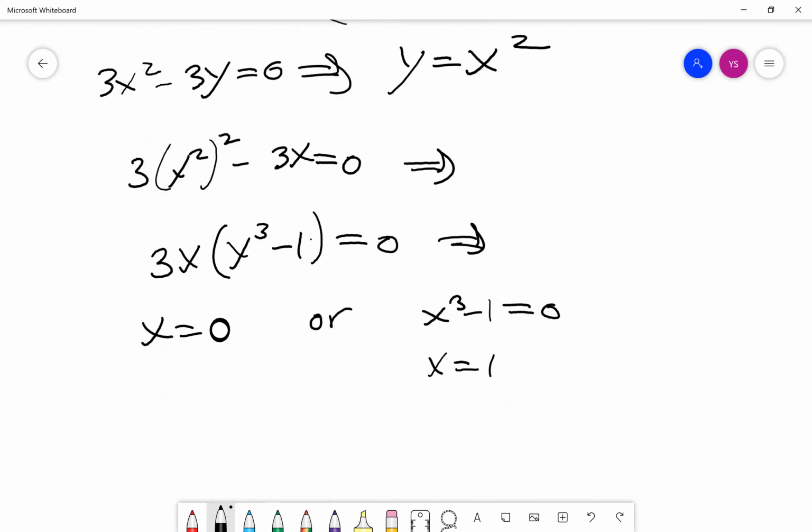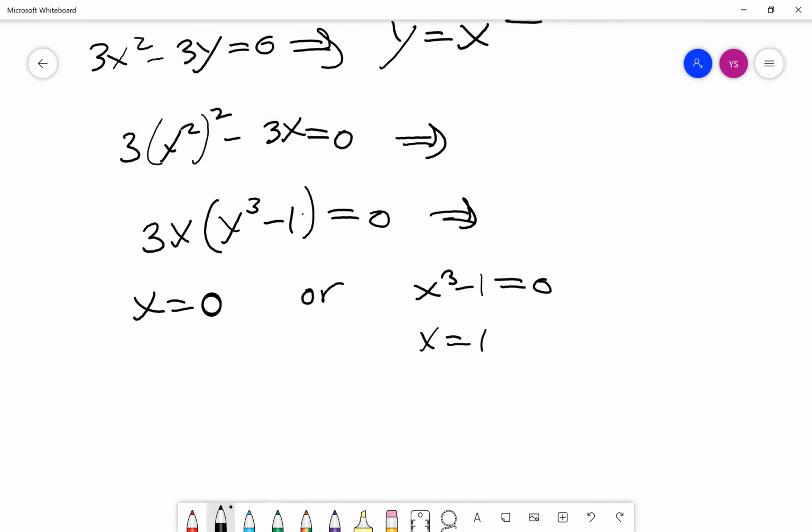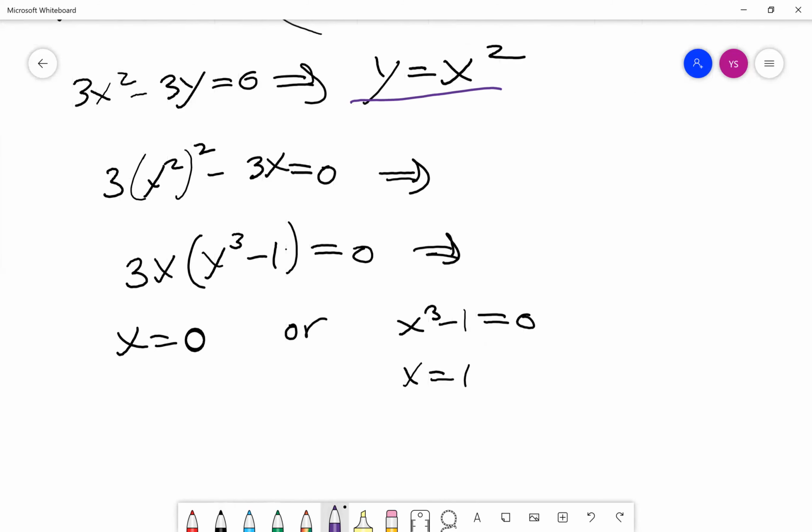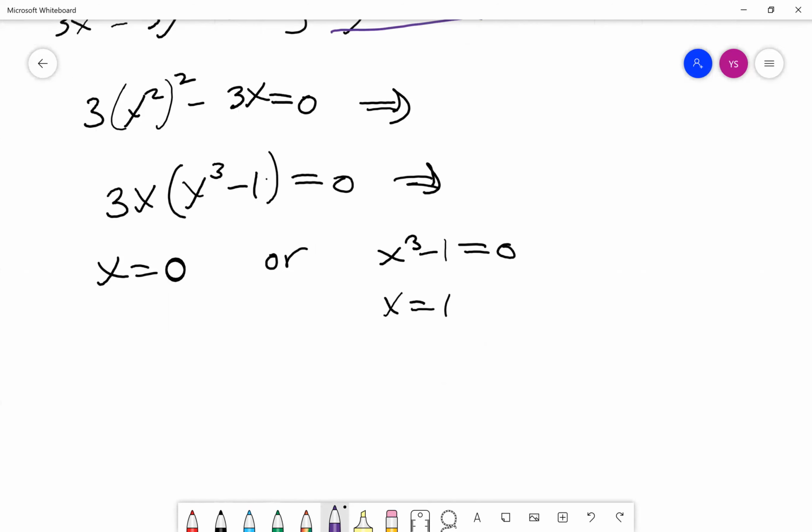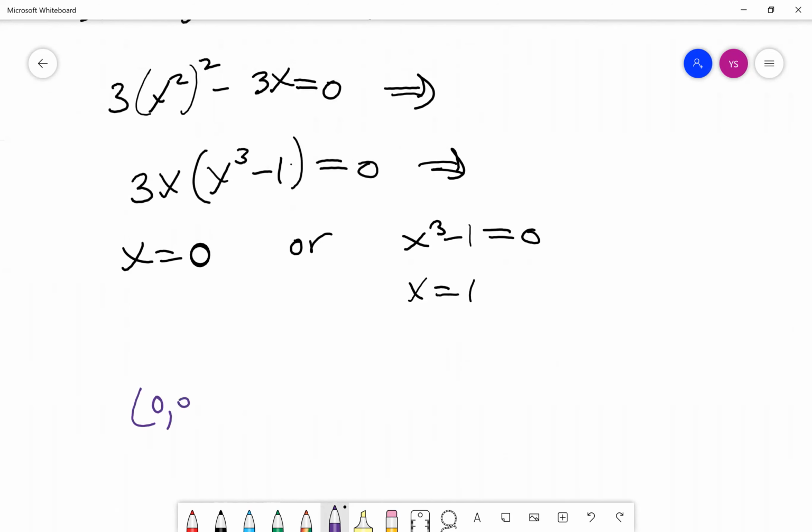So once we know that x is either 0 or 1, our critical points, well, we know what our y is. Our y is x squared. So we're going to have one point, which is 0, 0, and a second point, which is 1, 1. So these are our critical points.